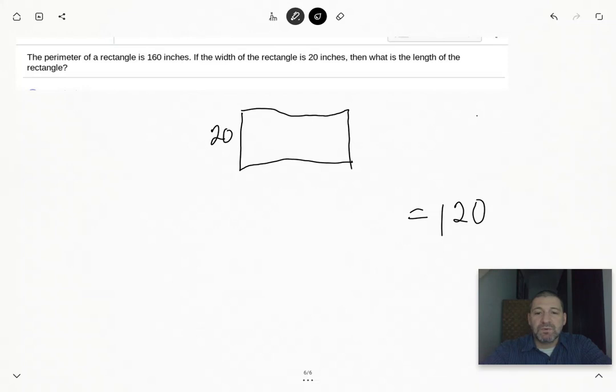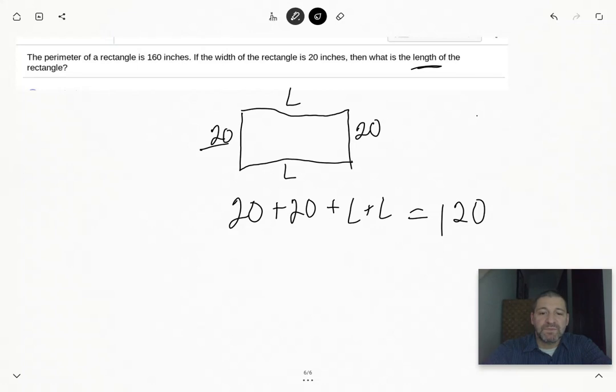So how do we get the perimeter? We add up all 4 sides. So we know that if this side is 20, this side is 20. So the perimeter would be the 20 plus the 20. And then we're looking for the length, so we'll call the length L. We're adding the L 2 times. So 20 plus 20 is 40. L plus L is 2L. And that's equal to 160.